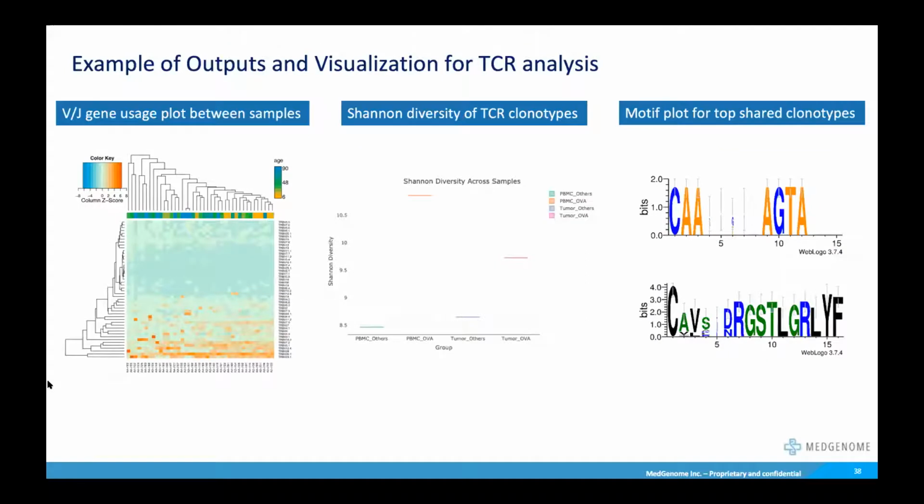This is another representation of looking at V and J gene. This is more akin to the RNA-seq analysis, where we look at V and J gene usage patterns. The Shannon diversity is one of the diversity index metrics that you can use to look at diversity of your clonotype. We also look at any preferential motif enrichment in the CDR3s, and this could again be a qualitative analysis that could help aid your research.